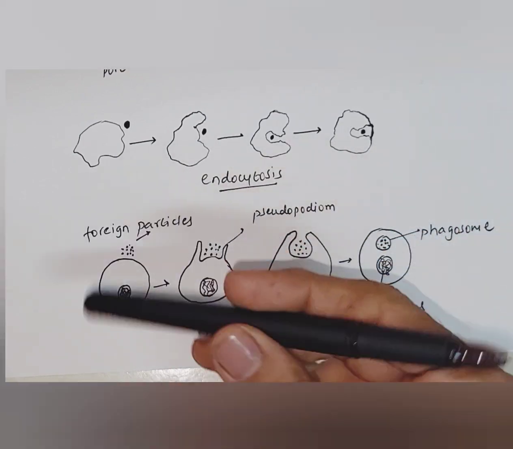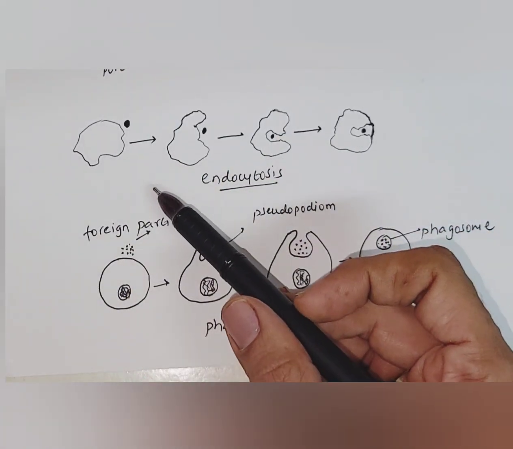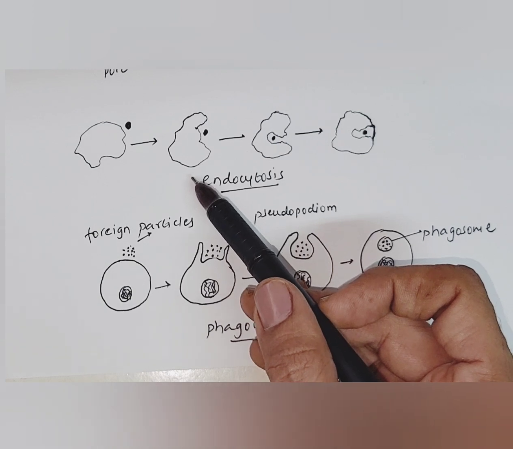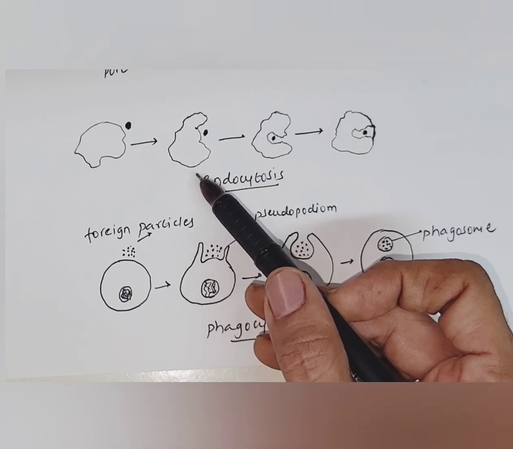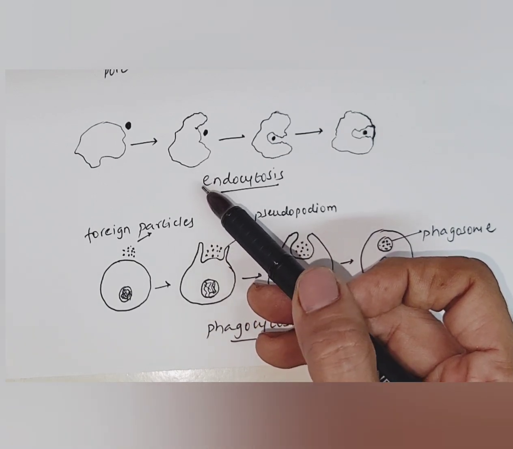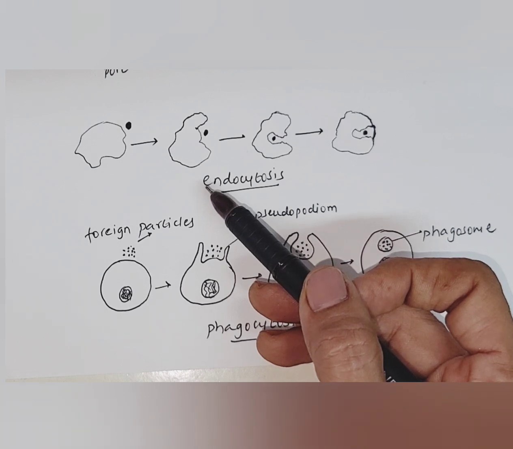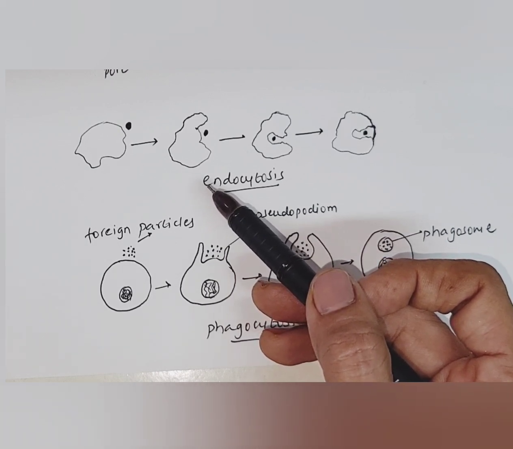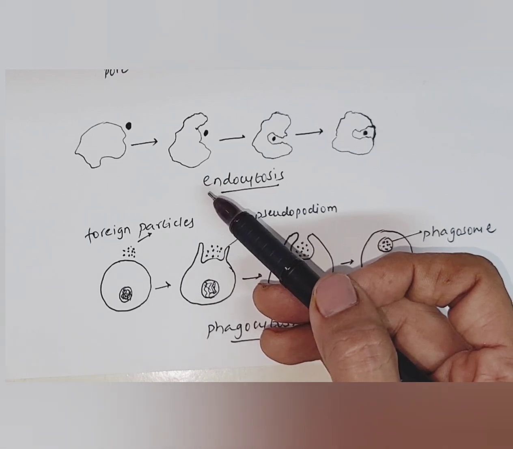What happens here in pinocytosis? This is also known as cell drinking, because the molecule is smaller than in phagocytosis. The molecule is a macromolecule like bacteria or other antigen. And it is also seen in some specific cells like digestive tract and kidney cells.